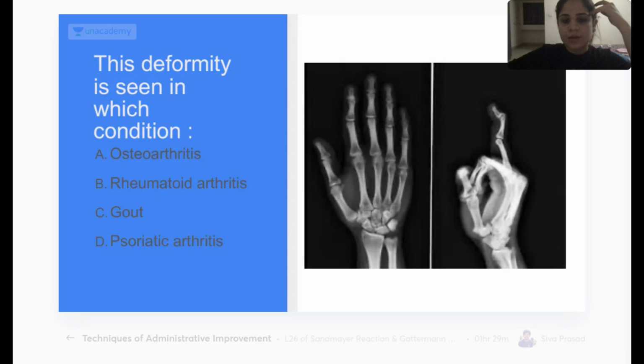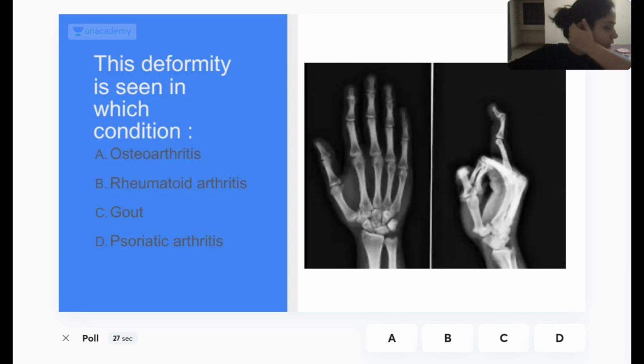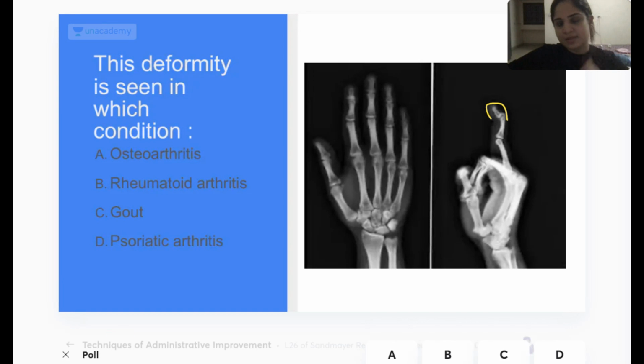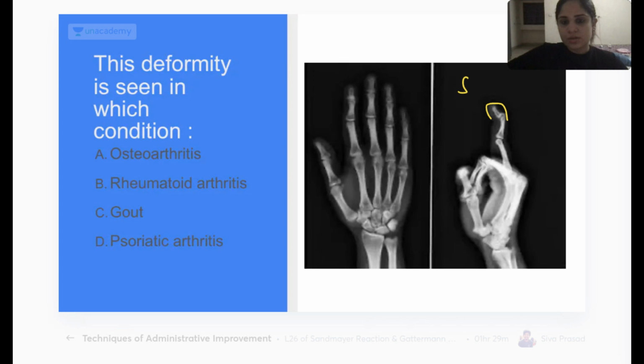Yes. This deformity is seen in which condition? Osteoarthritis, rheumatoid arthritis, gout, or psoriatic arthritis? This I'm actually going to teach to you guys now. All these bone related arthritic disorders. Yes. So you're seeing the distal interphalanx is moving like a swan neck. Okay, so this is your swan neck deformity. Swan neck deformity that you see in case of rheumatoid arthritis.